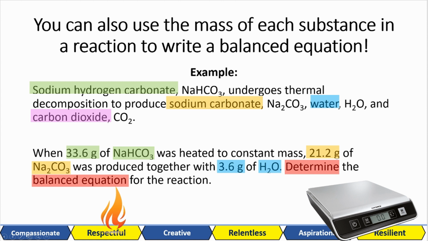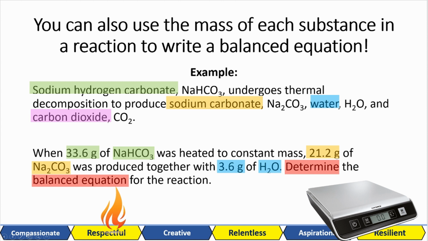Let's put all of this into simple English. We just heated 33.6 grams of a compound called sodium hydrogen carbonate until the mass of it stopped decreasing. Now we're left with 21.2 grams of sodium carbonate and 3.6 grams of water. Notice that the question didn't tell us anything about the mass of carbon dioxide formed. And now the question is directing us to determine the balanced equation from this reaction.